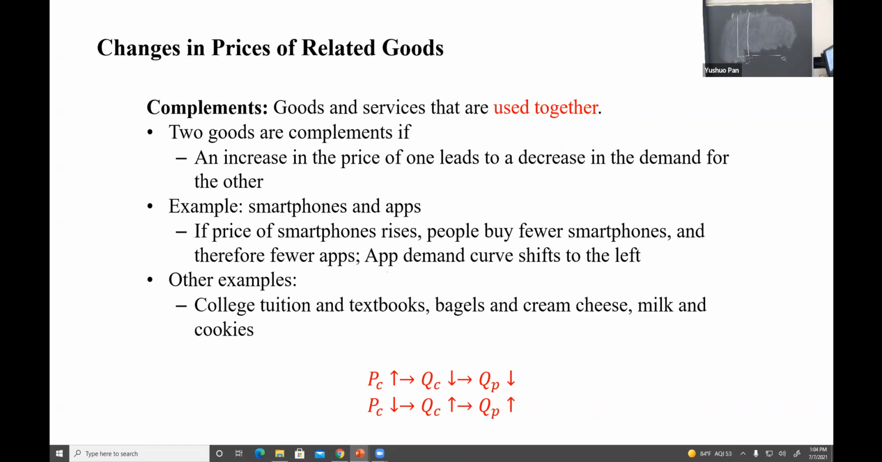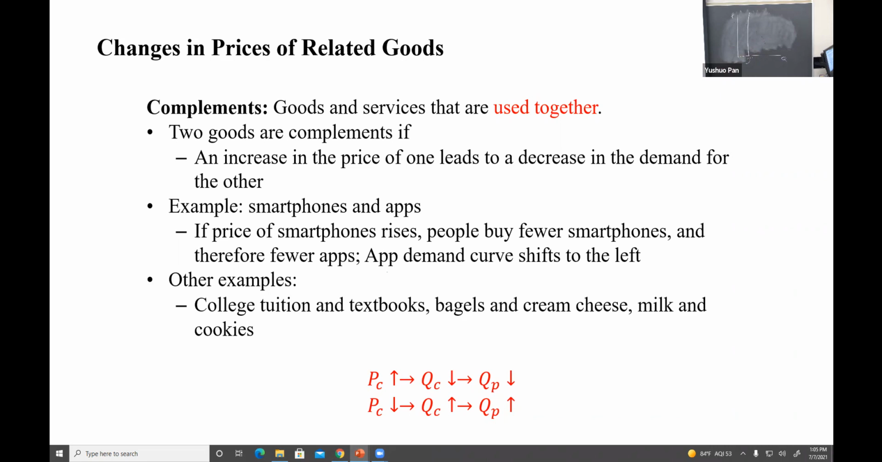Always negative, right? But since you are going to use them together, if you have a smaller amount of complement goods, of course you are going to have a smaller amount of the product you want to investigate. Otherwise, you cannot use it because you have to use them together. And the bottom is the same. So the relationship between the complements should be positive.